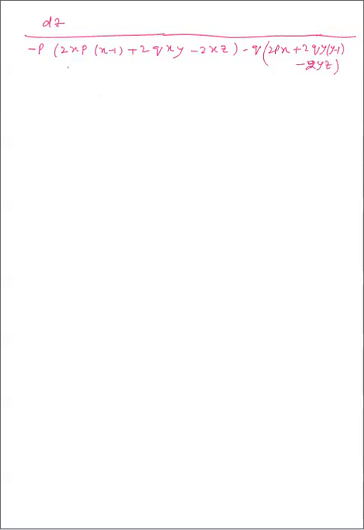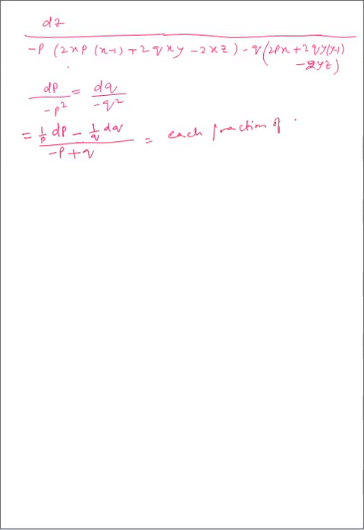If we got dp as, we got dp upon minus p square is equal to dq upon minus q square. This we can rewrite. This is equal to 1 upon p dp upon minus p minus 1 upon q dq upon plus q, and this will be each fraction of the auxiliary equation. So these are equal to this.